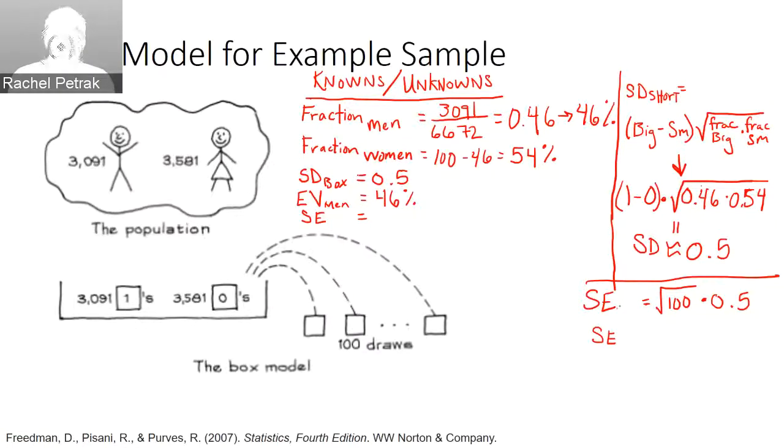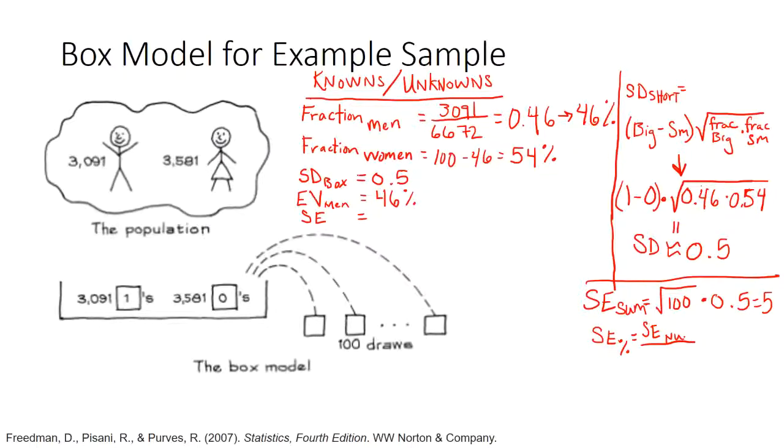So first, we'll get the standard error for our sum, which is our familiar standard error. It's 5. We know the sum of 100 draws from the box will be around 46, give or take 5 or so. If we want to convert our standard error to a percentage, we'll need to take the standard error for the number, in this case the sum, and we divide it by the size of the sample.